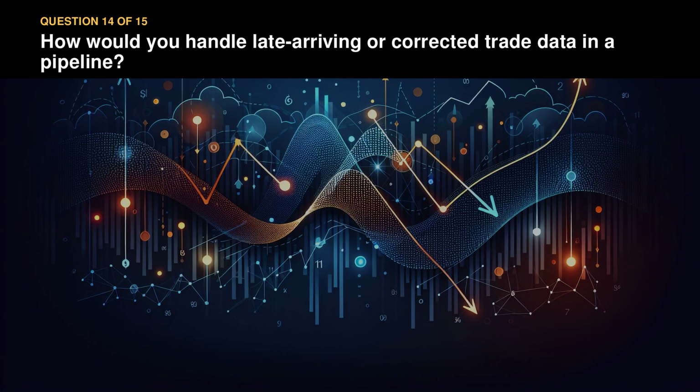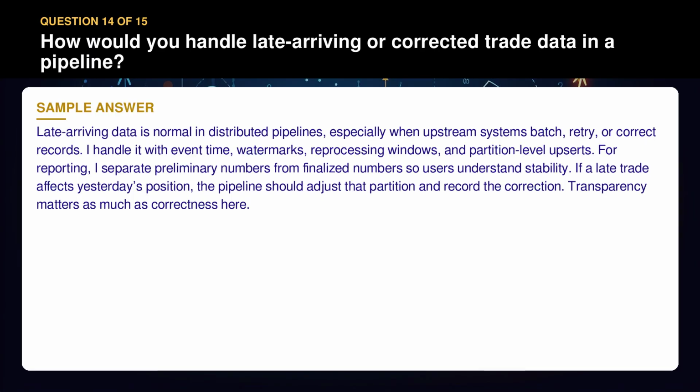Question 14. How would you handle late arriving or corrected trade data in a pipeline? Late arriving data is normal in distributed pipelines, especially when upstream systems batch, retry, or correct records. I handle it with event time, watermarks, reprocessing windows, and partition-level upserts. For reporting, I separate preliminary numbers from finalized numbers so users understand stability. If a late trade affects yesterday's position, the pipeline should adjust that partition and record the correction. Transparency matters as much as correctness here.